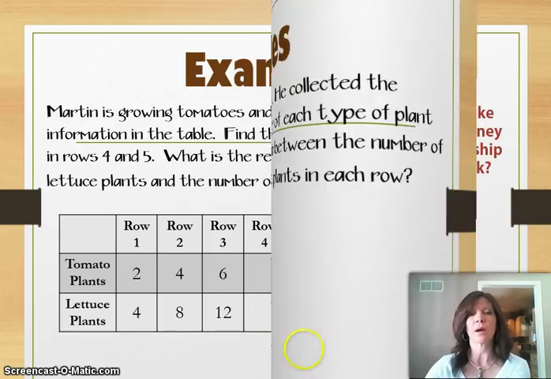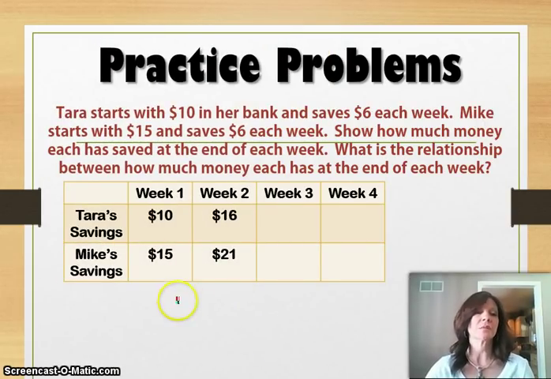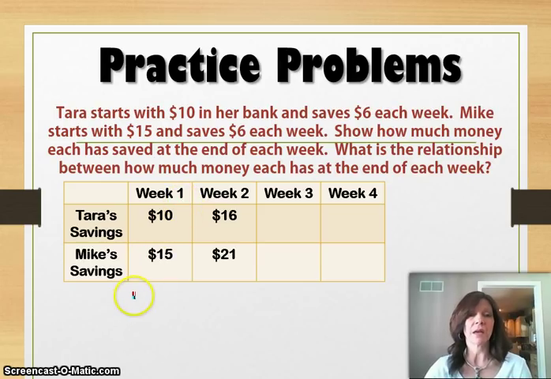So now let's look at some problems together. Let's look at these practice problems. Tara starts with $10 in her bank and saves $6 each week. Mike starts with $15 and saves $6 each week. Show how much money each has saved at the end of each week. What is the relationship between how much money each has at the end of the week?